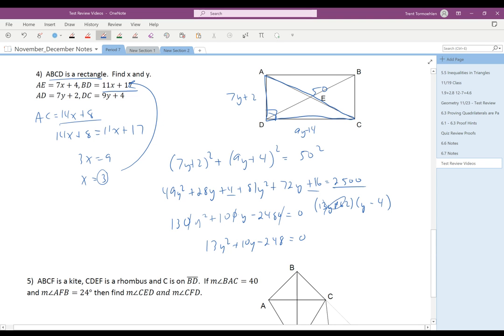This gives me a negative value for y, which I can't have on this one because that would give me a negative value for the side length AD. But if I plug in for this one, I can get y equals 4, a positive 4. Does that work? That gives you 30, 40, and 50, which we know is what's called a Pythagorean triple. And so it does turn out that x equals 3 and y equals 4.